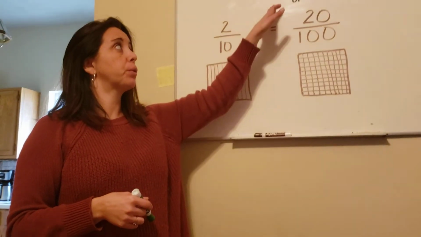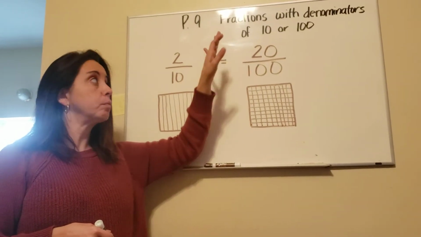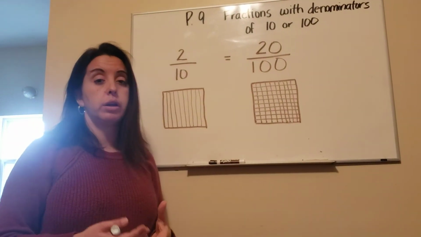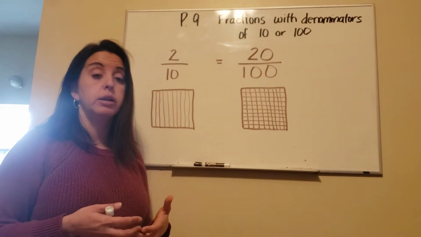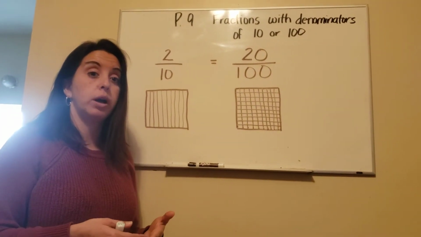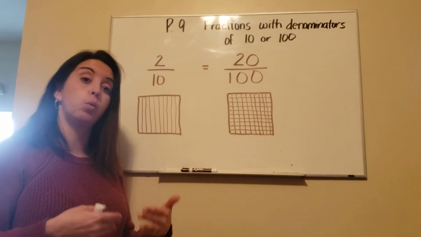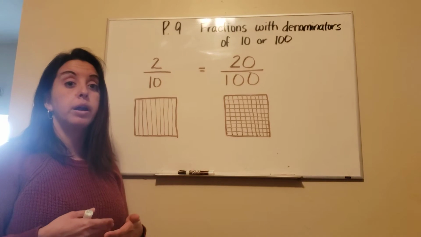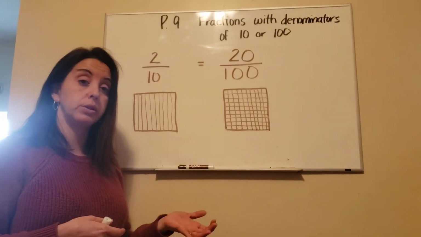So now we're going to work with fractions with denominators of 10 or 100. So we know that our math system is made up of base 10, okay? So we know that you need 10 ones to equal 1 ten. You need 10 tens to equal 100. You need 10 hundreds in order to equal 1,000.